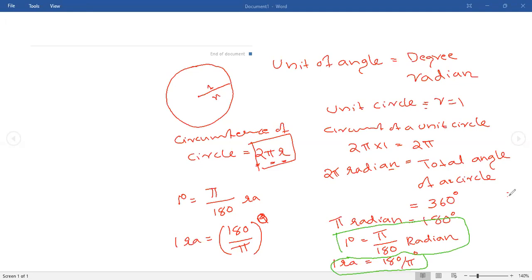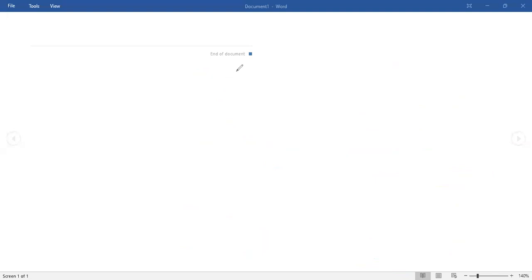I hope you have noted this. I am clearing the screen. Suppose they have given 540 degree. If the question is in this manner, convert into radian, how can you find the answer? For example, if the question is 540 degree, we have to convert 540 degree into radian.